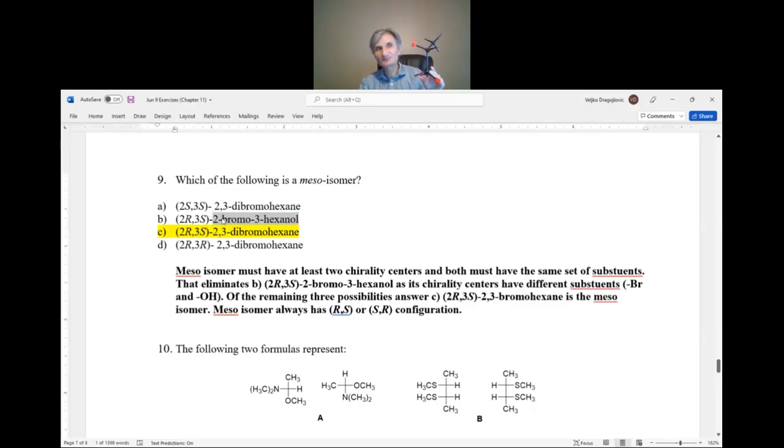But if you have 2-bromo-3-hexanol, there will be 2 more carbons, but one would be bromo, one would be hydroxyl. So they are different, and 2-bromo-3-hexanol actually has 4 different isomers, because a meso isomer in the case of 2-bromo-3-hexanol does not exist.